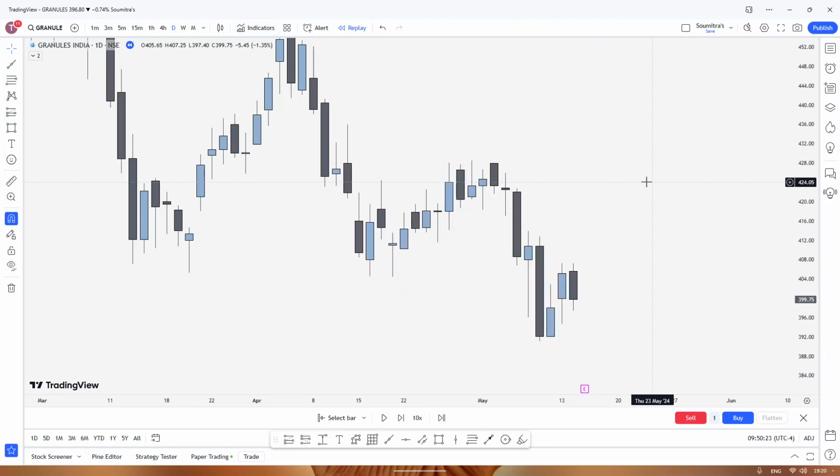So this was the second trade of 15th May, and this is Indian stock market. The stock name is Granules India. And in the previous day, analysis was similar like this. This is an order block.